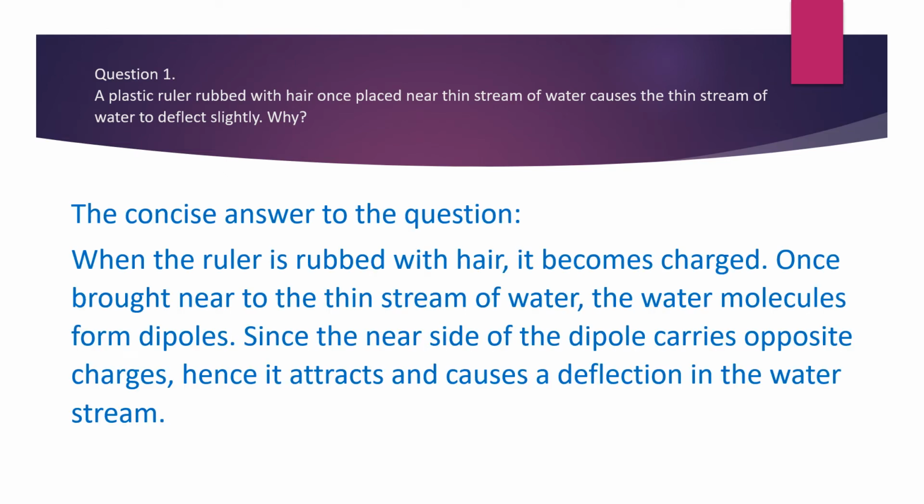Now, the concise answer to this question is, when the ruler is rubbed with hair, it becomes charged. Once brought near to the thin stream of water, the water molecules form dipoles. Since the near side of the dipole carries opposite charges, hence it attracts and causes a deflection in the water stream.